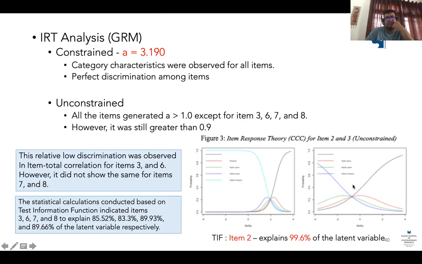And now this one is item 2 and 3, unconstrained. If you notice, item 2 explains 99.6 of the latent variable, so the discrimination is higher. Item 2 is very effective in determining the efficacy of a person. Look at how steep this one is compared to the steepness of this one. This one is not super steep, which means that compared to item 3, item 2 is better at discriminating the latent trait that we are interested in measuring, in this case, self-efficacy. So something like that.